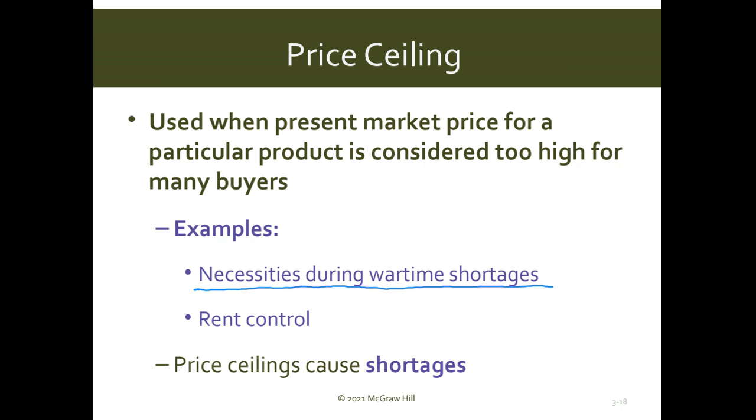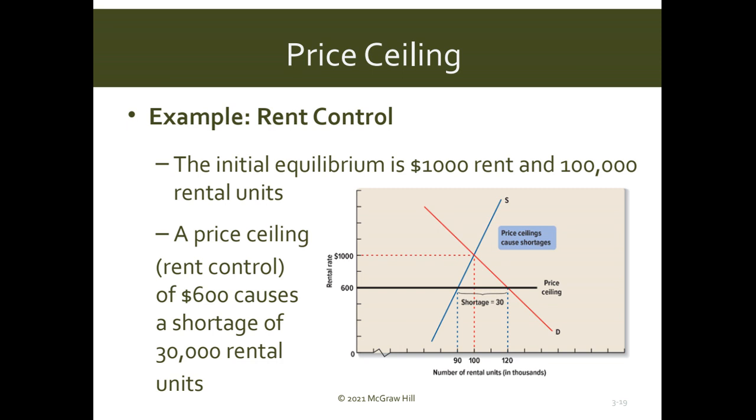So these are the two important examples of price ceiling. What is the problem associated with price ceiling? Price ceilings actually cause shortages. There are shortages due to price ceiling, which I'm going to show you using this diagram. This is a typical diagram for a price ceiling, and the example is rent control. You can see I have the number of rental units in thousands on the horizontal axis, and the rental rate, that is rent, on the vertical axis.